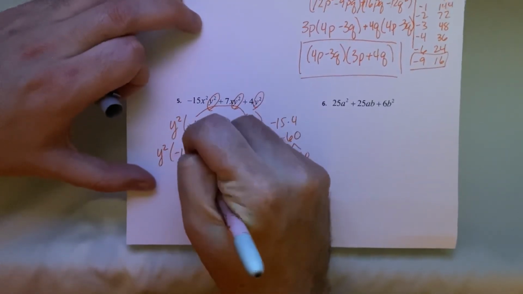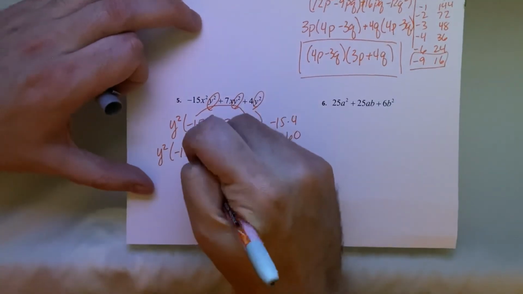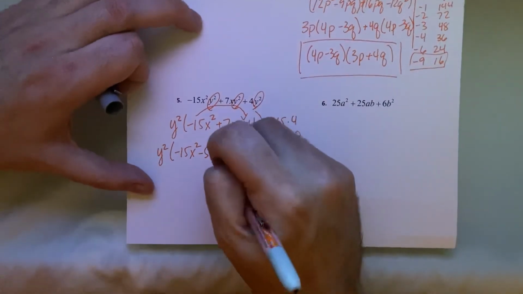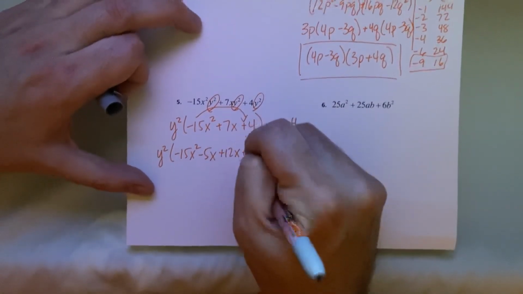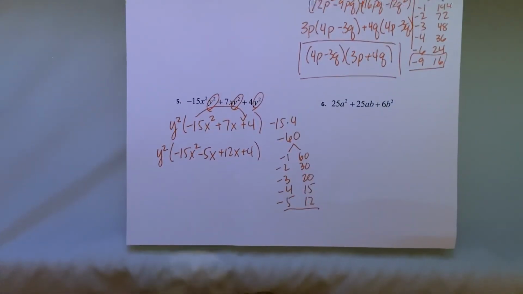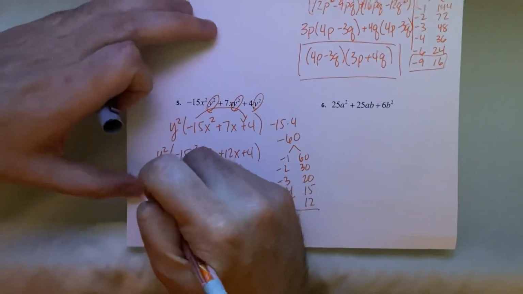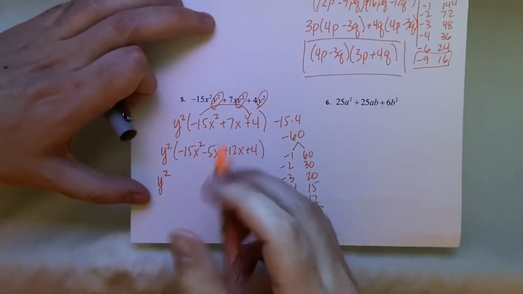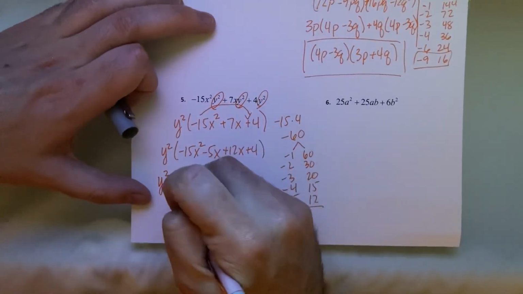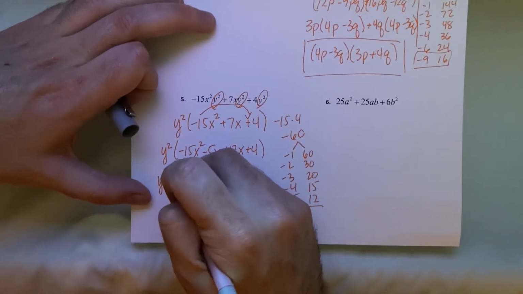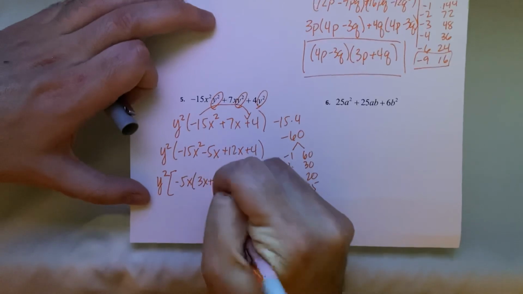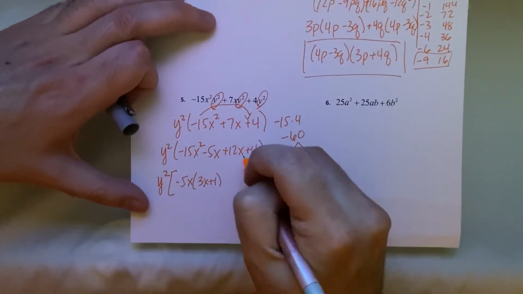Negative 15x squared minus 5x plus 12x plus 4. Now there's another option some people like to do, which is to factor the negative out entirely. We can deal with that in a second. What do they share? Negative 15 and the 5x. They share really a negative 5 and an x, leaving 3x plus 1. What do 12x and 4 share?